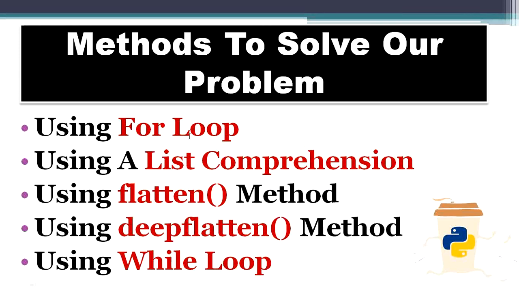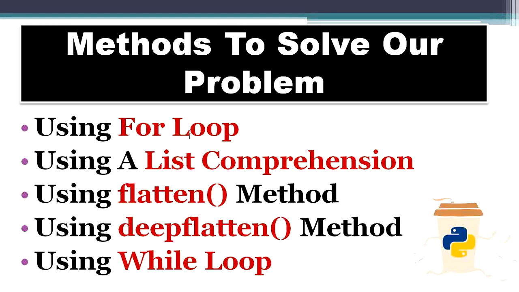So the methods that we are going to use to solve that are using a for loop. Then we will be using a list comprehension to flatten the list. Then we will move on to a method called flatten to simply flatten our list. Then we move on to deep flatten method. Now it is very important to understand the difference between flatten and deep flatten method, which you will be visualizing pretty soon. And then finally we will use a while loop to flatten our list. So that's the plan of this video.